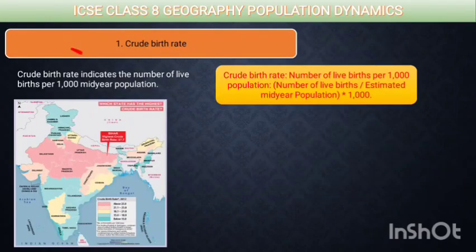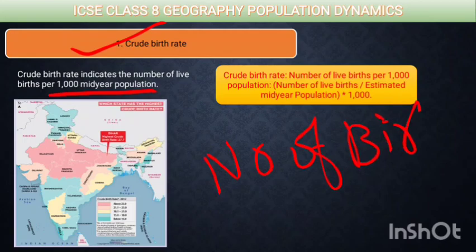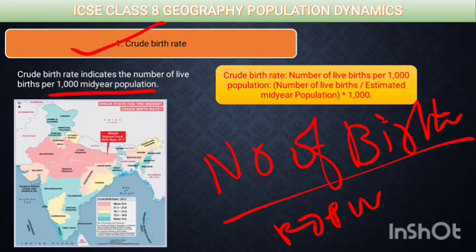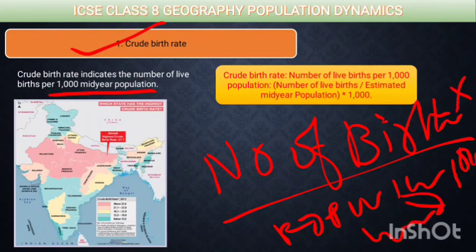What is crude birth rate? Crude birth rate indicates the number of live births per 1,000 of mid-year population. The formula is the number of births divided by the population in mid-year, multiplied by 1,000. Bihar has the highest crude birth rate, which is 27.7. In the state of Bihar, it has the highest crude birth rate.